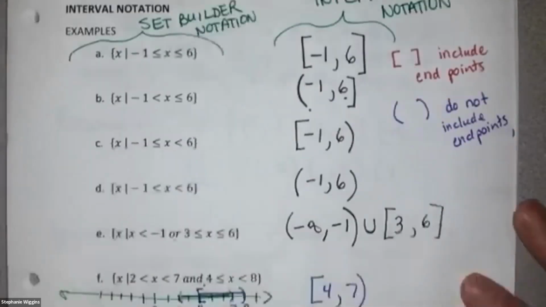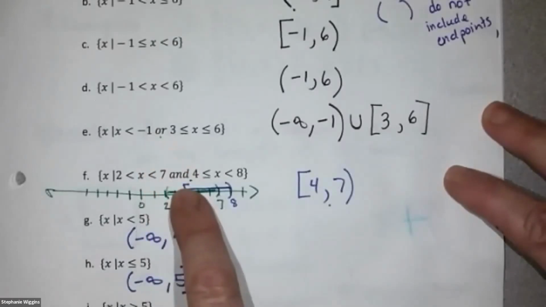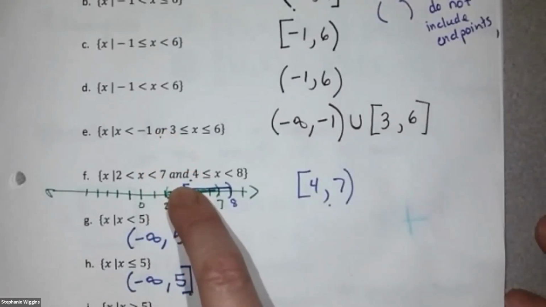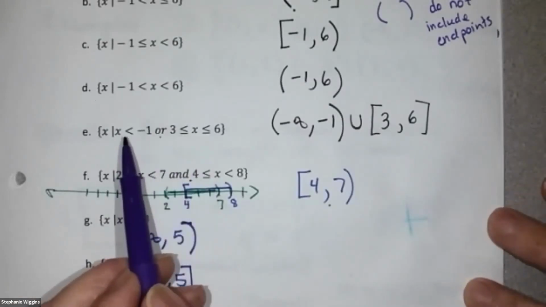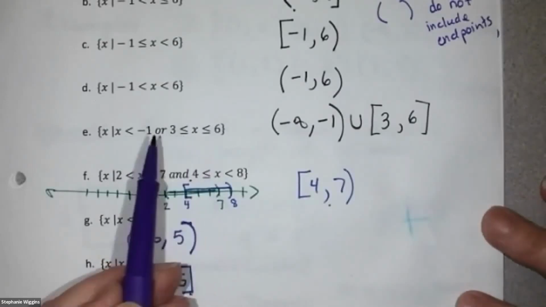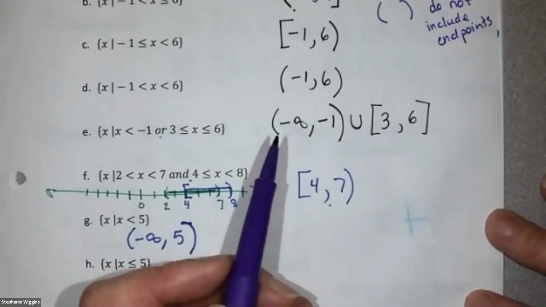In parts E and F, notice we have or and and. So let me talk about the difference between those two. If you say that x is less than -1, or it could be between 3 and 6, including 3 and 6, it could be either interval, this one or this one. So you have to include both as a possibility for x.